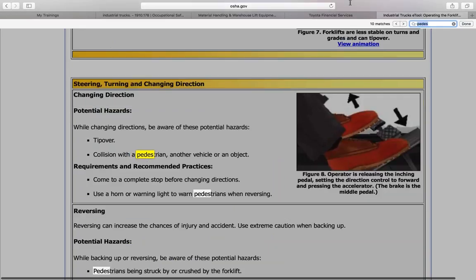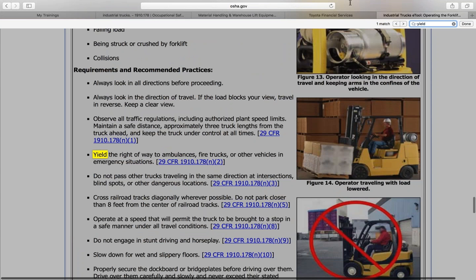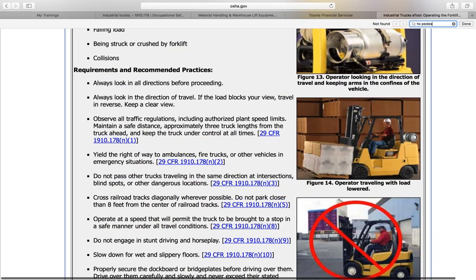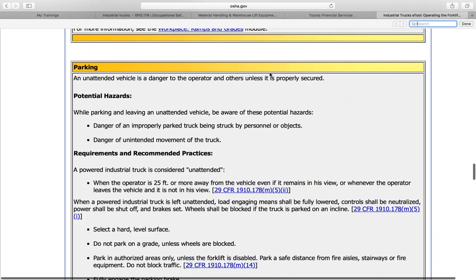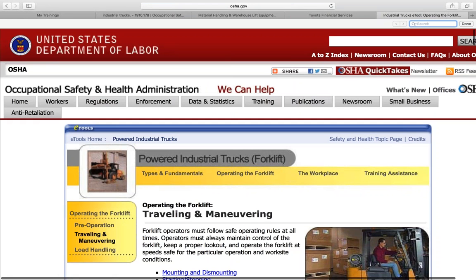Let me use the word yield. A lot of people don't realize, and the thing is, OSHA put this in here. How many times have you seen in the workplace they tell us that the employees have to yield to the forklift, and it's going to happen, right? I mean, we know it's going to happen. Would most of you agree that they tell us that the vehicle's got the right of way?